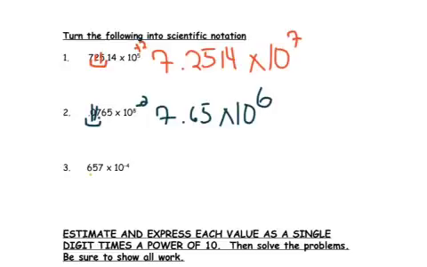657, my decimal would go between the 6 and the 5, so 6.57 times 10, and I had to move it 2 times. Since my value to begin with was greater than 1, I'm going to add that distance to it, so -4 plus 2 gives you a -2.